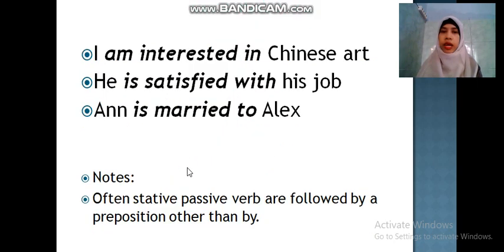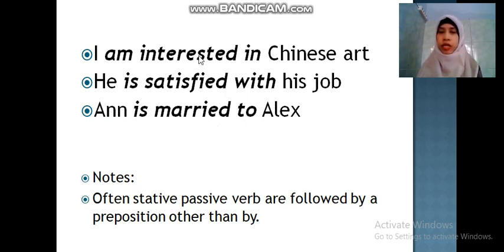Okay, and then after that, this is another example that sometimes we find about stative passive. As I said, in Indonesian it means "ter." I'm interested in Chinese art, so saya tertarik dalam lukisan atau seni Cina. It means you use this one, this state. And he is satisfied with his job and is married to Alexa.